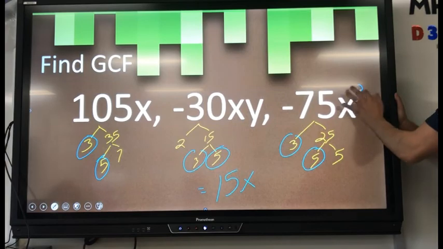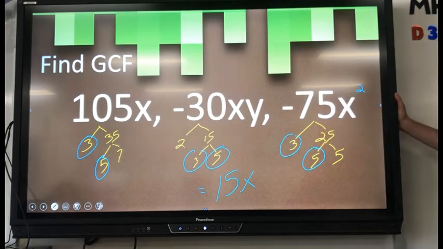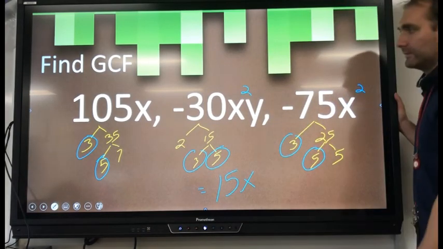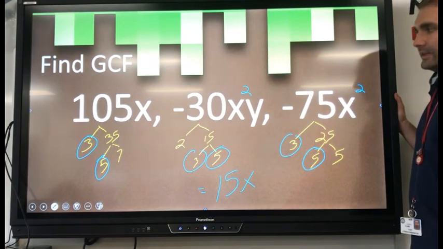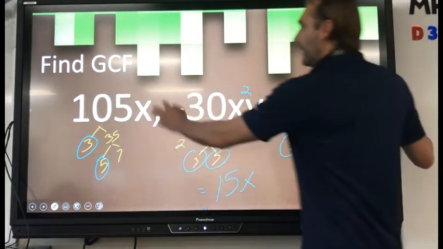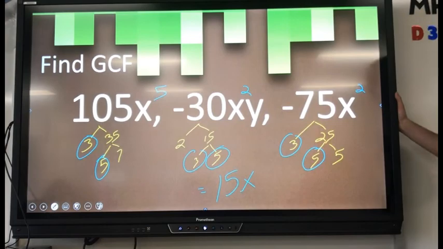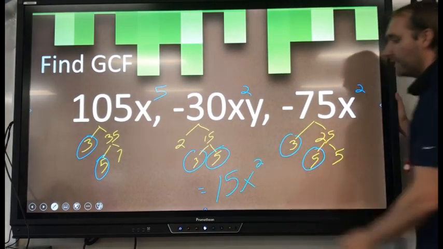What if this was a square? Would it still be x? Yes. What if this was a square? Would it still be x? Yes, it's the smallest. What if this was a 5? What would be my GCF? X squared. Yeah, you're going to take the smallest.